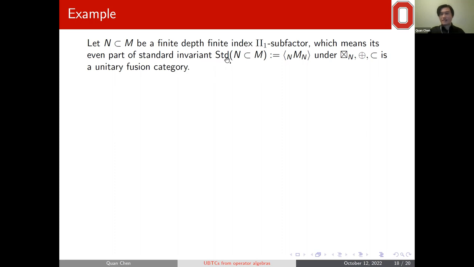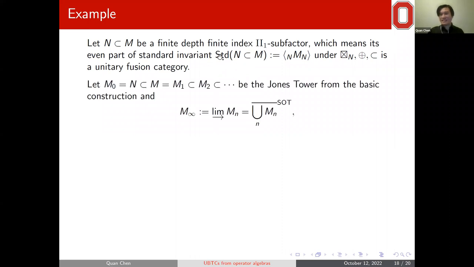And the standard invariant means the category tensor generated by M as an N-bimodule. So you take M tensor with another M, tensor with another M, finitely many M, tensor over N, and then take direct sums and also the components. All right. And this category is a unitary fusion category. It's finite depth, finite index. All right. It's a really deep result for subfactors.